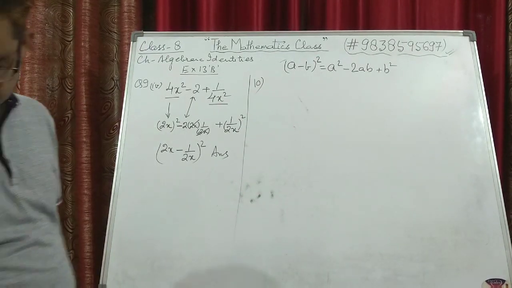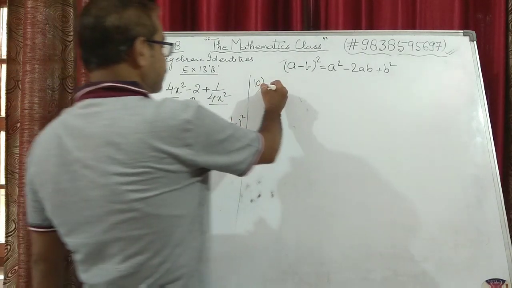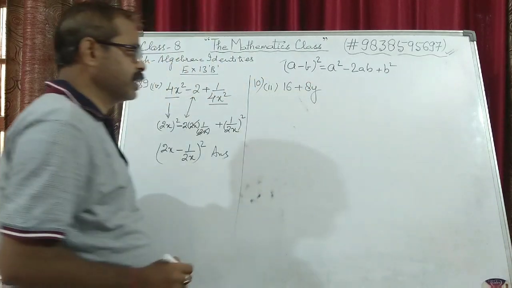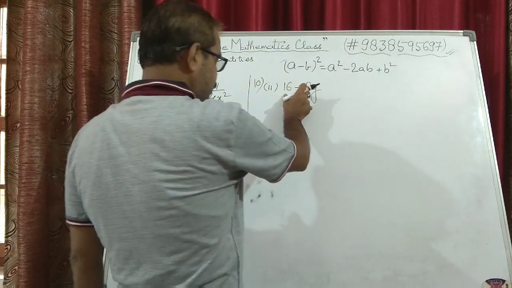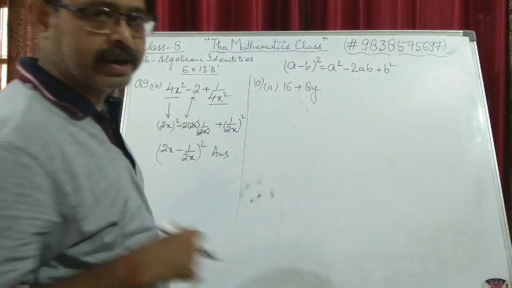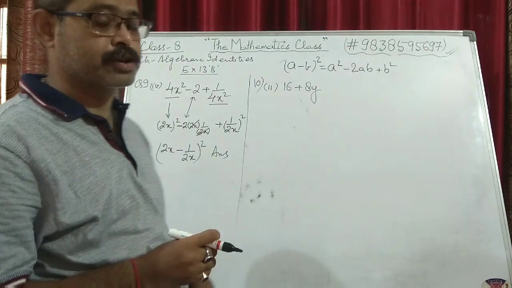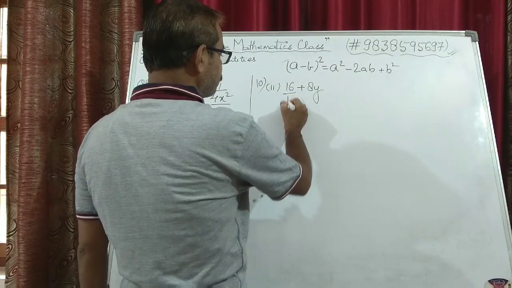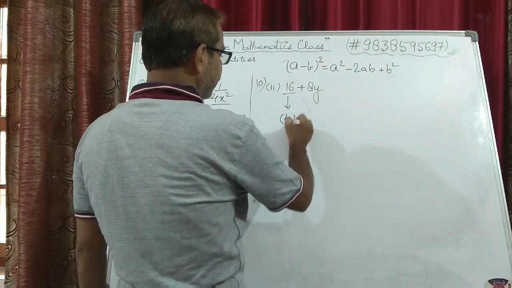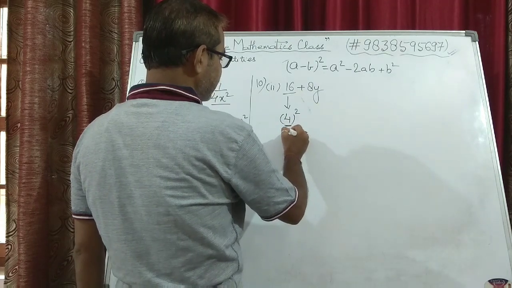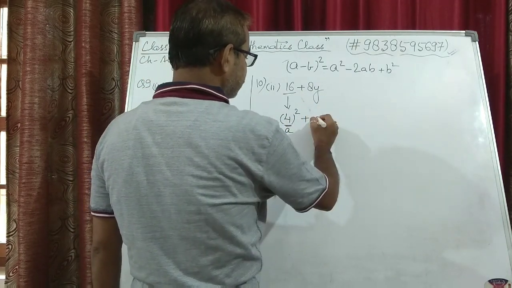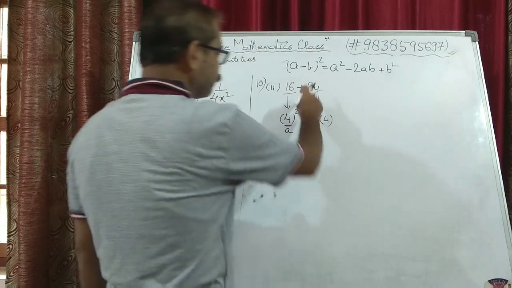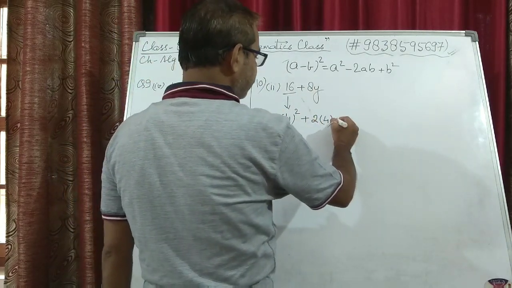What term should be added to make it a perfect square? In this I am taking the second part. 16 plus 8y. The question says what should be added to this 16 plus 8y to make it a perfect square. It means this is not a perfect square. You have to add something. So when you consider 16, you know that 16 is the square of 4. It means 4 can be considered as a. Then it is plus 8y. So plus 8y can be written as 2 into 4 into y.